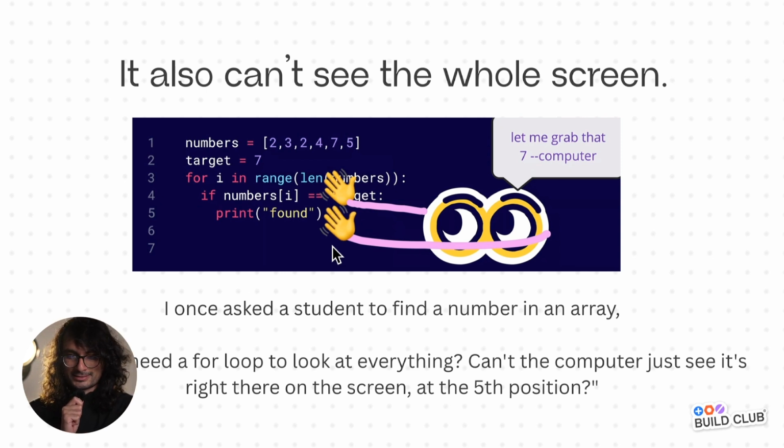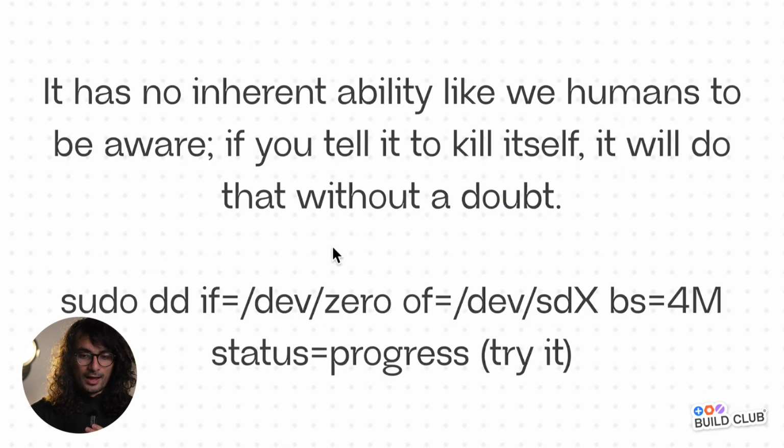Can a computer see the screen? Speaking to the same principle, can a computer see the screen? No. So that's why when you're writing a for loop, you have to be very, very precise and look at each memory location before finding the right one. So a computer can't see the screen. Just to drive the point home, if you tell a computer to kill itself, it will do that. It has no inherent ability to refuse. It will do that without a doubt.